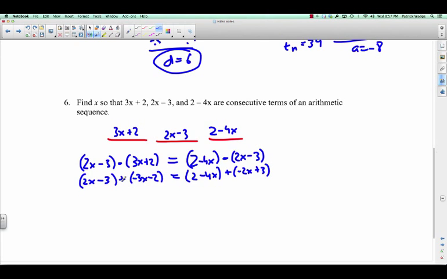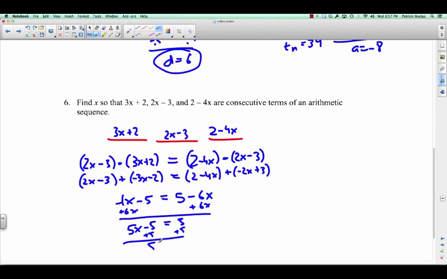Okay, on this side, 2x plus negative 3x is negative x, and negative 3 plus negative 2 is negative 5. On this side, 2 plus positive 3 is 5, and negative 4x plus negative 2x is negative 6x. Let's get all our x's to one side, and I like to move the smaller one, the negative 6x. That way I'll have a positive number of x's when I'm finished. So negative 1x plus 6x is 5x minus 5 equals 5. Add 5 to both sides. 5x equals 10. Divide both sides by 5, and you get x equals 2. We're finished. We got it.